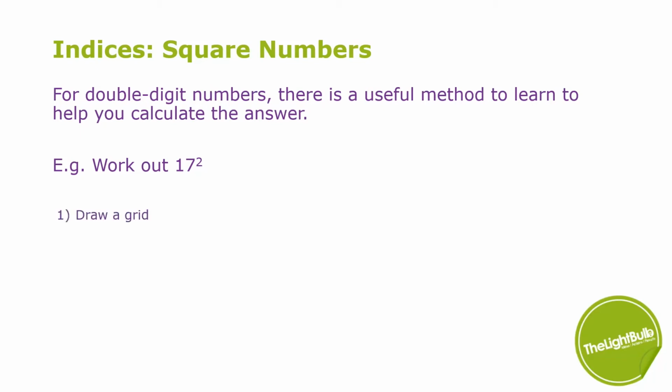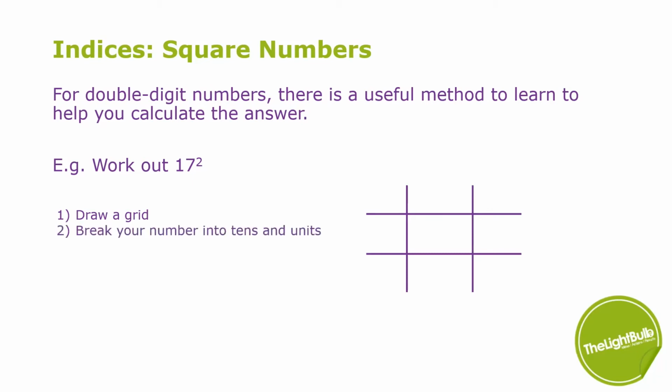So the first thing that we do to work out an example like this, 17 squared, is we draw a grid. Ta-da! And there is our noughts and crosses grid. What we can do, just for reference, is put the 17 into the top left-hand corner as a reminder of what we're trying to find. If you're trying to find a different number, then obviously you can put that number there rather than 17.